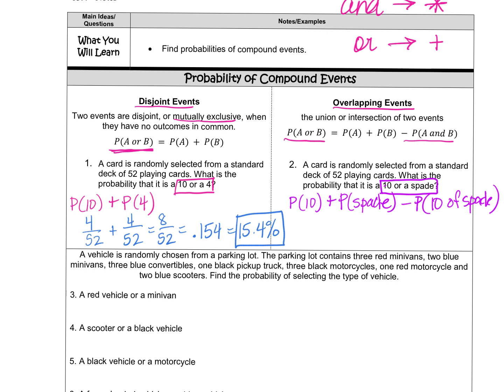So I know there are 4 10s. There are 13 spades, but there's only 1 10 of spades. So we have a common denominator. So 4 plus 13 is 17. 17 minus 1 is 16. And this comes to 0.308, or 30.8%.